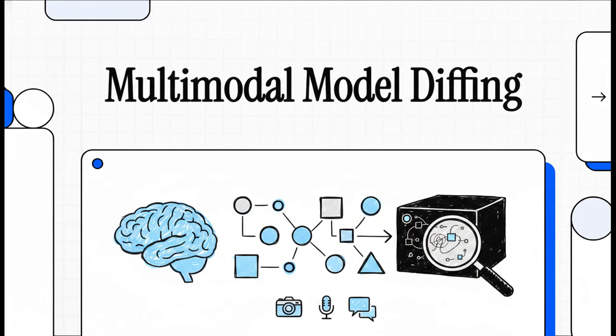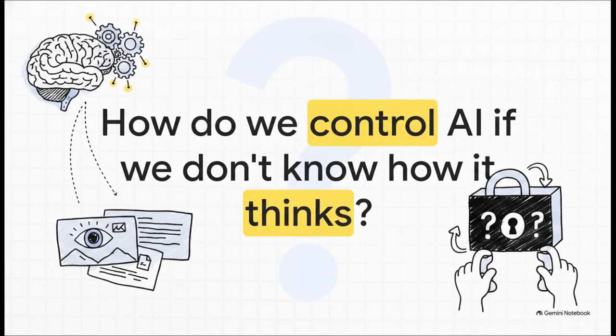Welcome to the Explainer. Today, we're unpacking a fascinating new framework from researchers at Oxford and other leading institutions. It's an absolute breakthrough that gives us unprecedented control inside the ultimate black box of our era, artificial intelligence. So let's kick things off with a massive question.